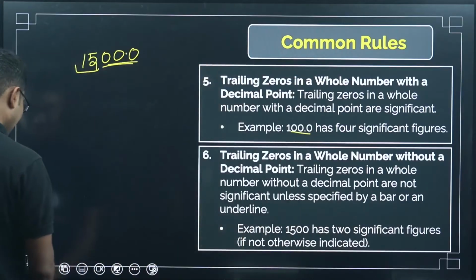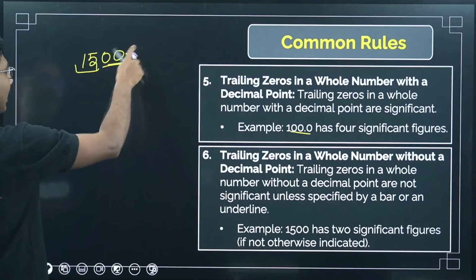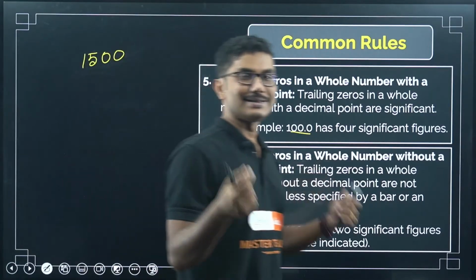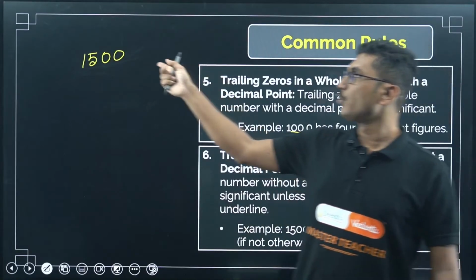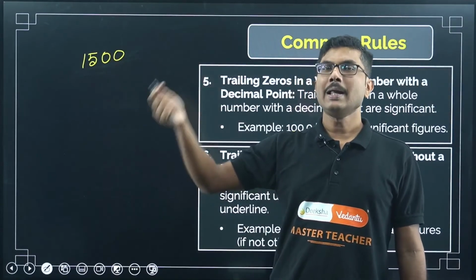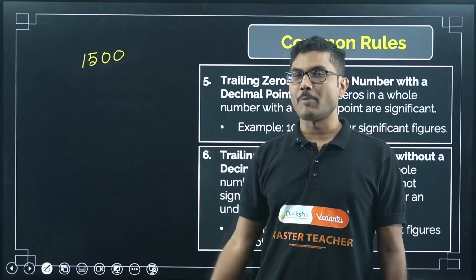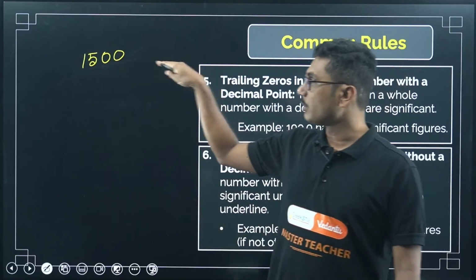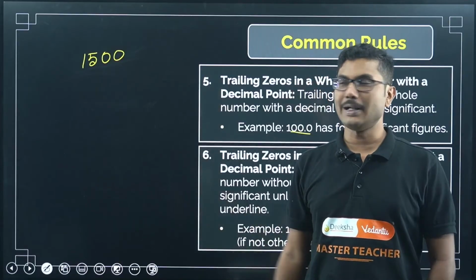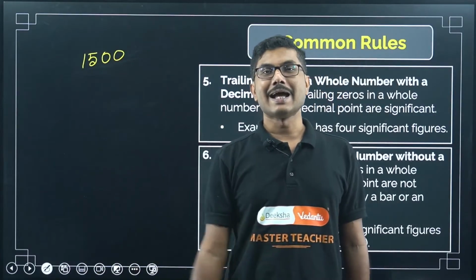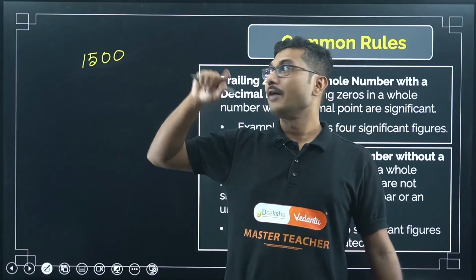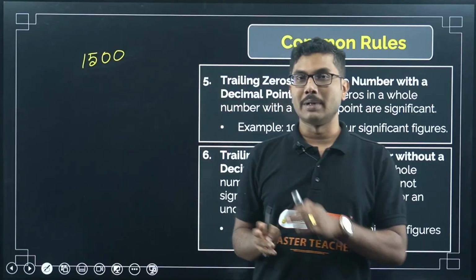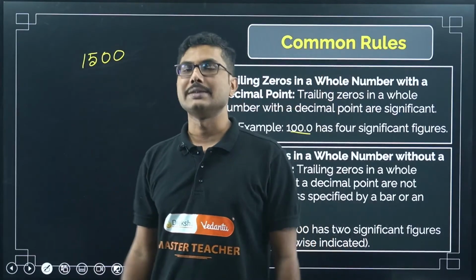So basically what it means is that the measuring device you are using to measure the distance can measure up to 0.1. It is not able to measure less than that, so that zero is significant, and that's why all the zeros in between are significant. But if I say 1500, then you are saying that it cannot measure a value in between two numbers. That's why these 2 zeros are not significant.